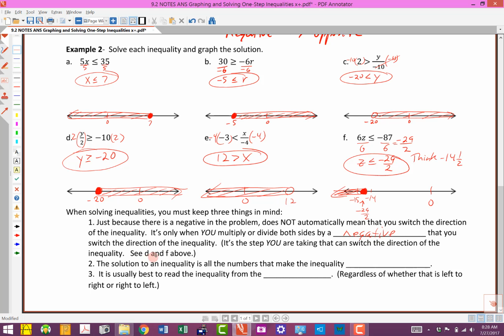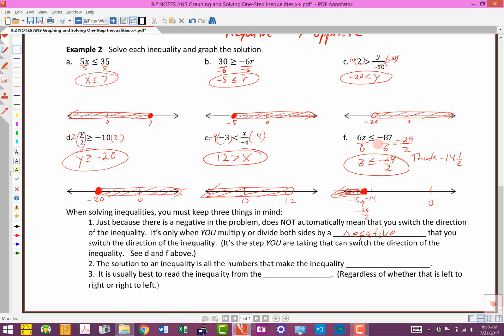So let me show you example D and F right here. You'll notice that on D, there was a negative in the problem, but what we did is we multiplied by a positive 2. Multiplying by a positive doesn't change the direction. Again, you could think of this side as being positive to begin with and this side as being negative to begin with. It was still positive over here and negative over here, so the direction didn't have to change. Let's take a look at this one.